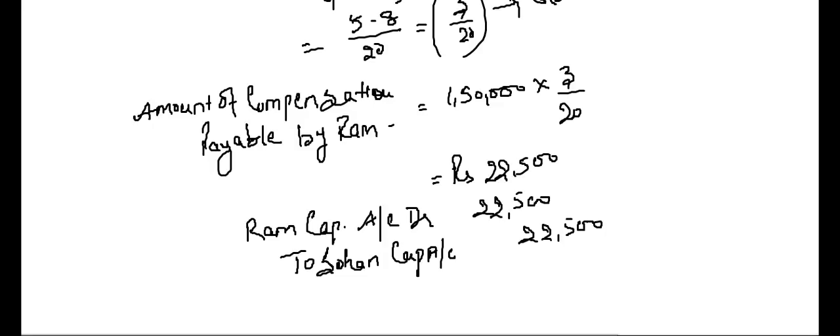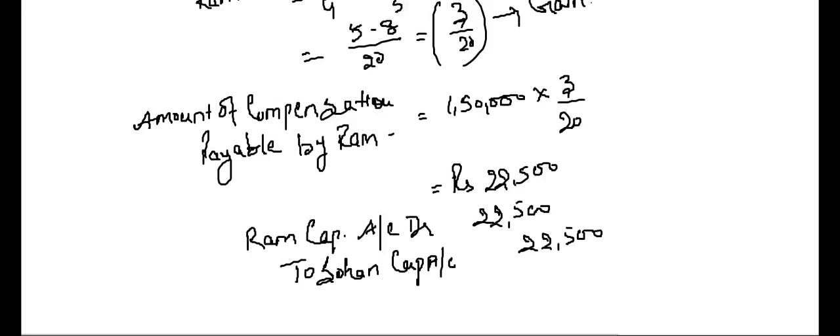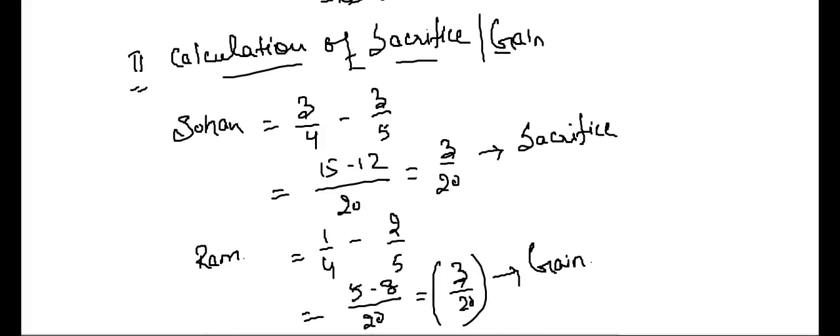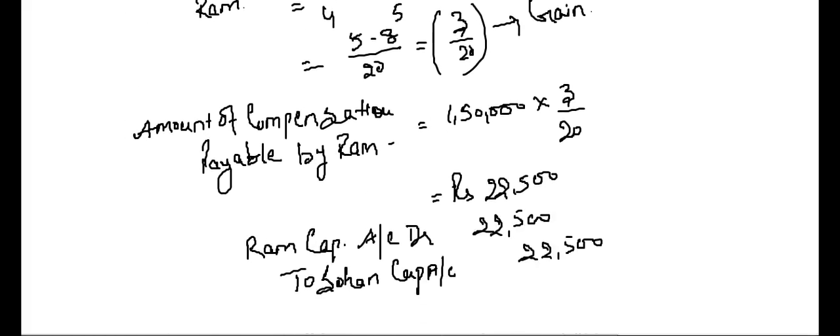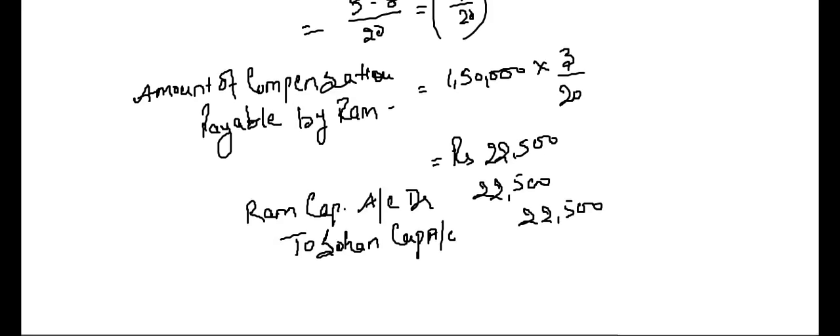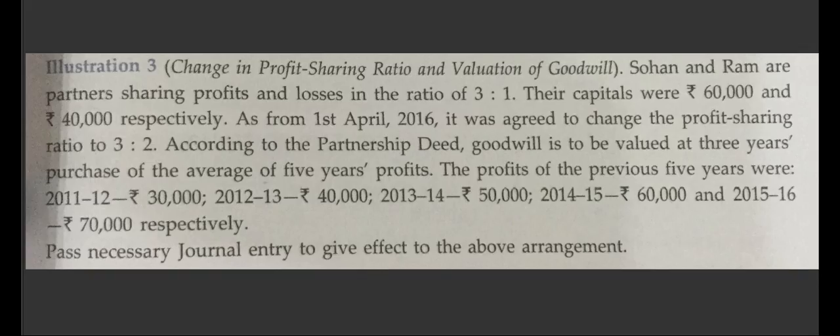Clear? First of all, we have calculated goodwill. Then we have calculated the sacrifice or the gain. Then we will calculate the amount of compensation payable by the gaining partner to the sacrificing partner and the journal entry. Clear? Let's see the next problem.